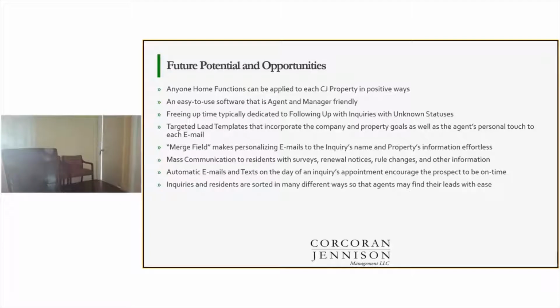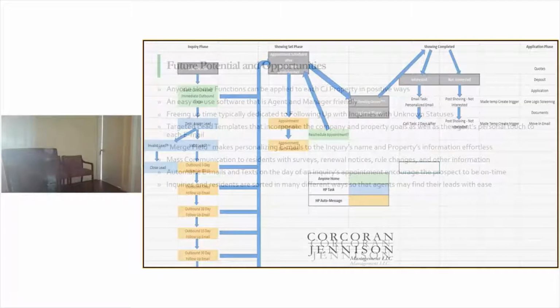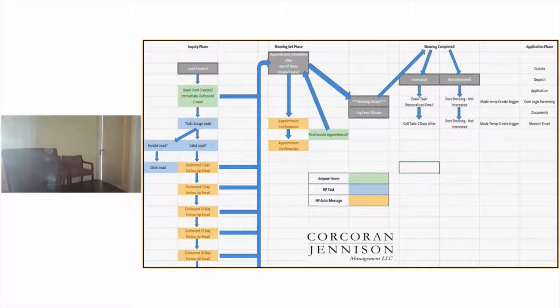So, guys, this tree is really neat because we can make this automated. The terms in Anyone Home are triggers and tasks. A trigger means automation, and a task means you actually have to click on something to do it. At the end of the day, we can make most of this automated, so make them triggers. After a certain event, something else happens.